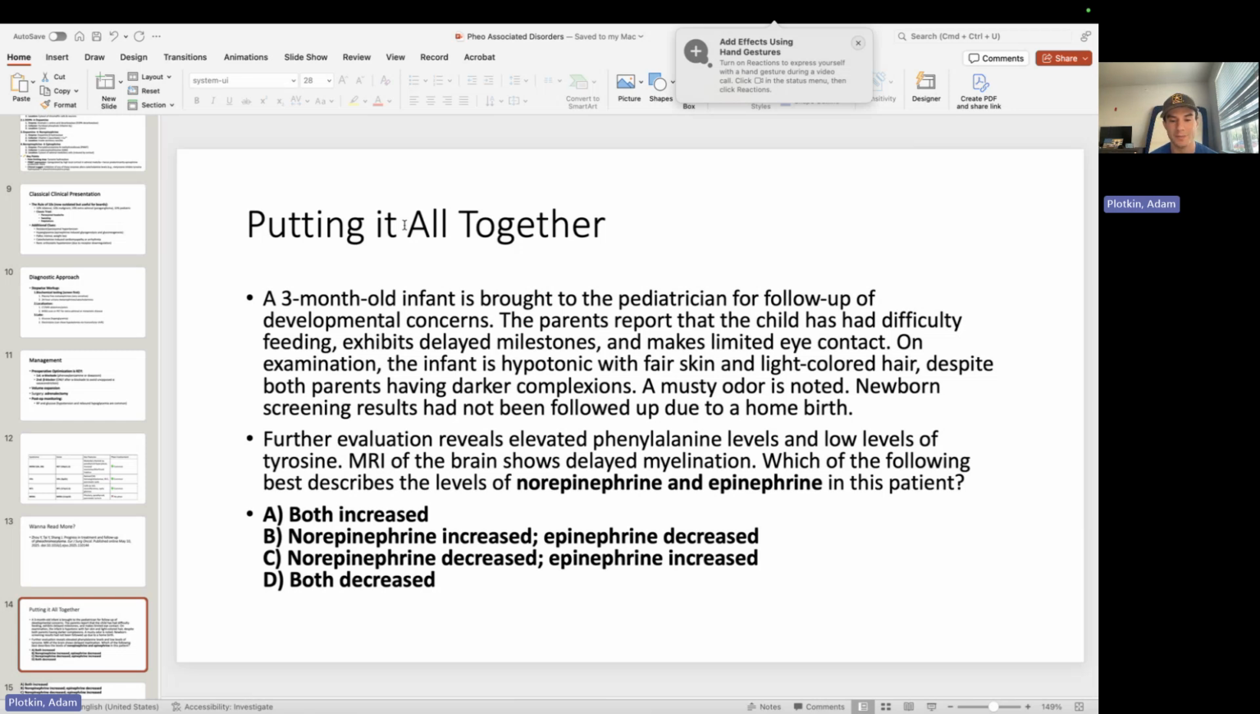Which of the following best describes the levels of norepi and epinephrine in this patient? Are they both going to be increased? Is norepi going to be increased and epi decreased? Is norepi decreased and epi increased, or are they both decreased? Take a second, pause your screen, and think about it.